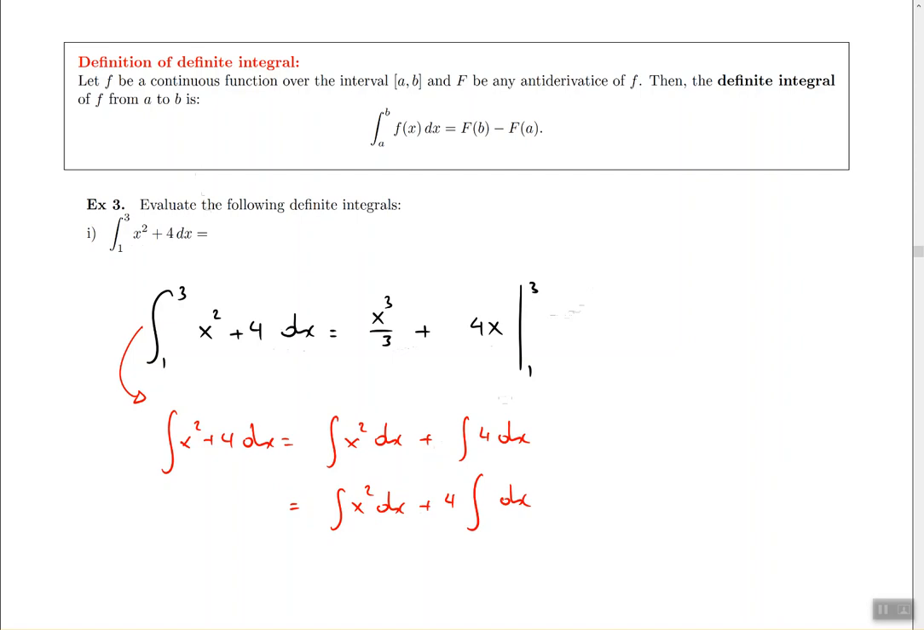I'm not doing that anymore. I'm just doing it mentally. And that's when I get x cubed over 3 plus the 4x. I'm just doing these steps mentally, and I'm just recording the answer on the paper. That way I can save a little bit of time.